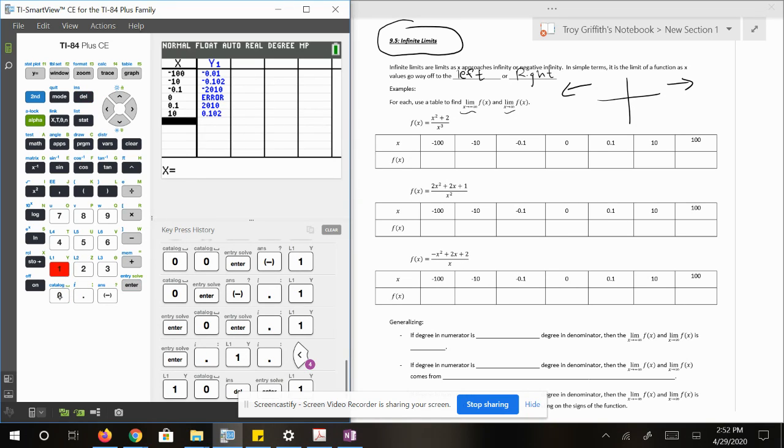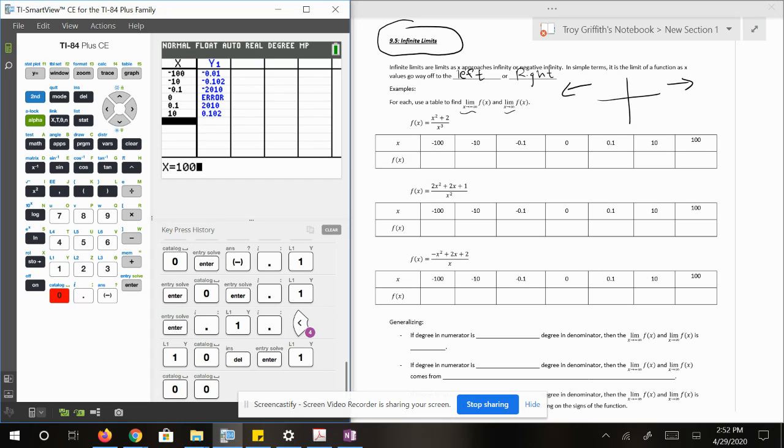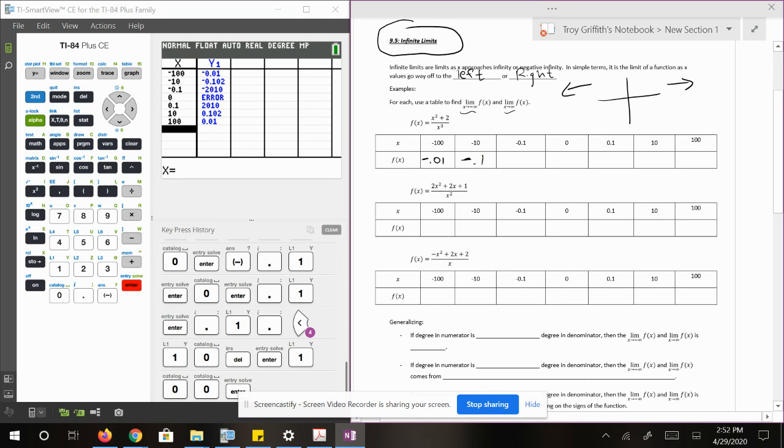We're using the same values for all of these, so this will be the only time I have to plug in all these x values. Let's see what's happening. As we approach negative 100, we're at negative 0.01. Here we're at negative about 0.1. Here we're at about negative 20.10. There's an error when I try to plug in 0, which makes sense because if I try to plug in 0 here, I would divide by 0. And then we get the exact same numbers on the other side, although they're positive instead of negative.